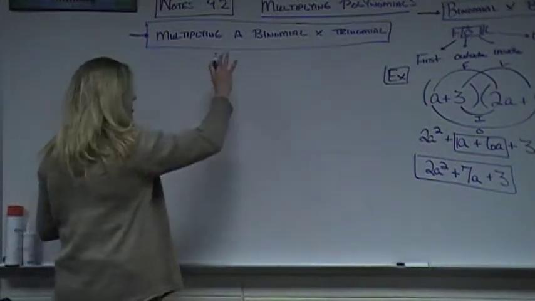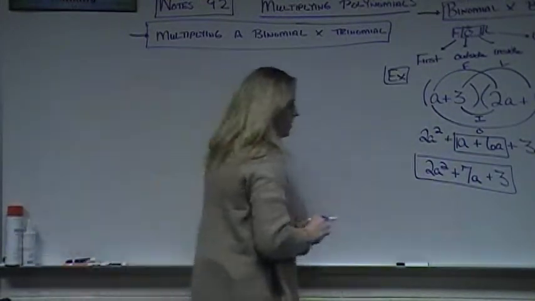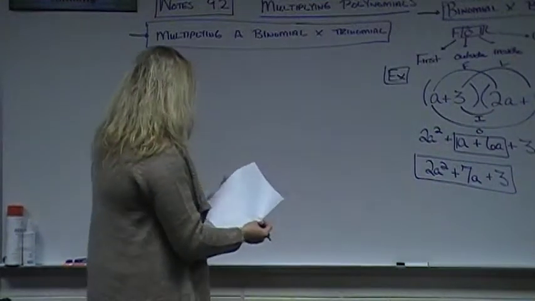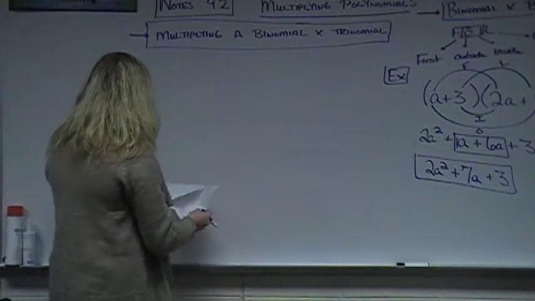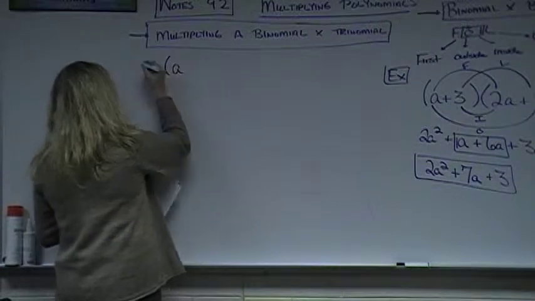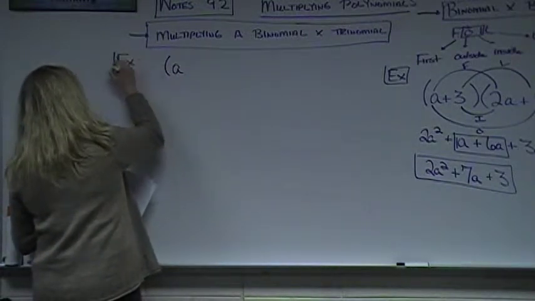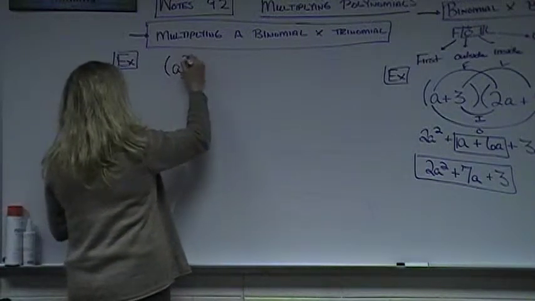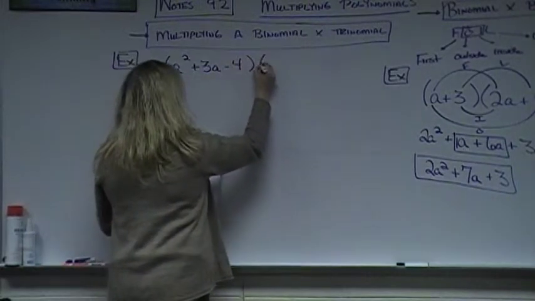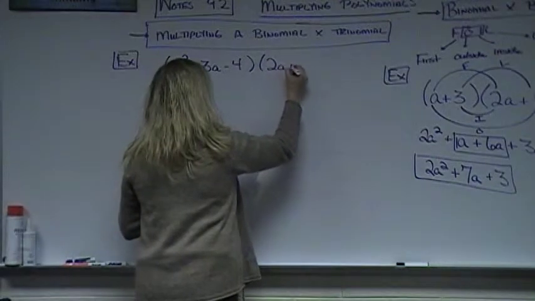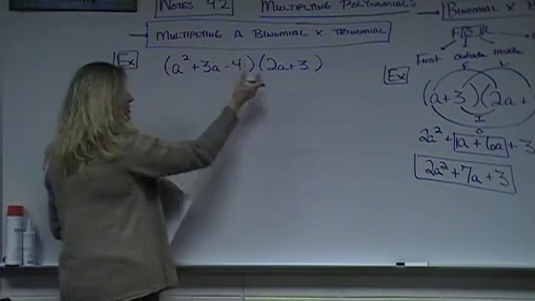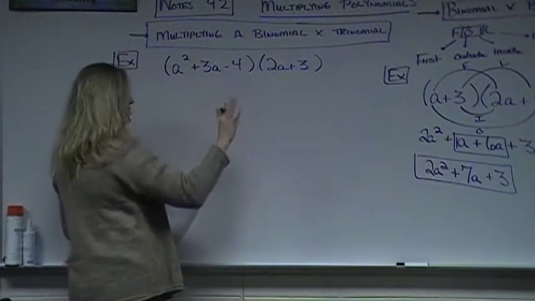So I'm just going to show you using a binomial times a trinomial. Here, I got a couple I can do. We're going to go ahead and multiply a squared plus 3a minus 4 times the binomial 2a plus 3. So I multiply a trinomial times a binomial. You could also have it in the other order. The binomial times a trinomial does not make a difference.